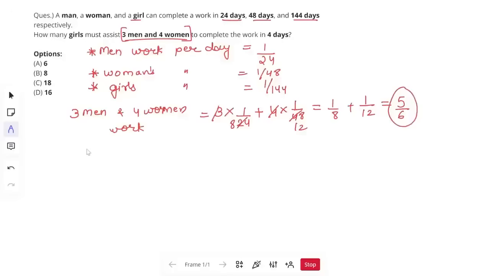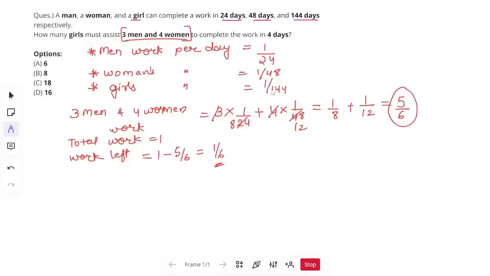To assist in the remaining work, see, total work is 1, right? So the work left will be 1 minus 5 by 6, correct? 1 minus 5 by 6 is 1 by 6. So this is the work that needs to be done by girls. Let's understand how many girls will be required to complete this much work. One girl in 4 days can do how much work? A girl in 1 day can do this much work, right? We have already written this above.